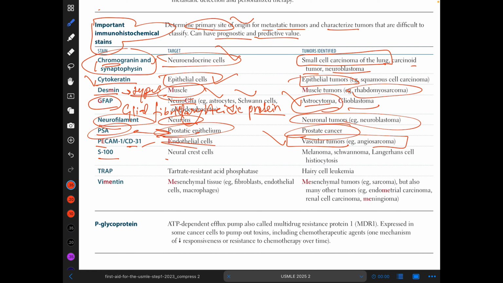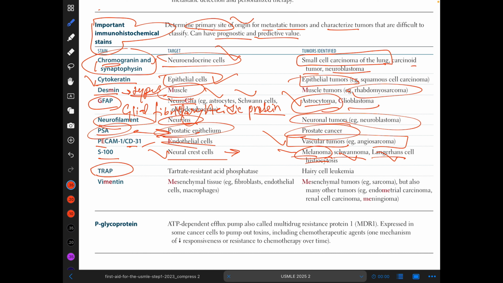Next is the neural crest cell marker. To detect these cancer cells, first you have to know what are the neural crest derivatives, like melanoma, Schwann cells, and so on. The neural crest-derived cancers include melanoma, schwannoma, Langerhans cell histiocytosis.